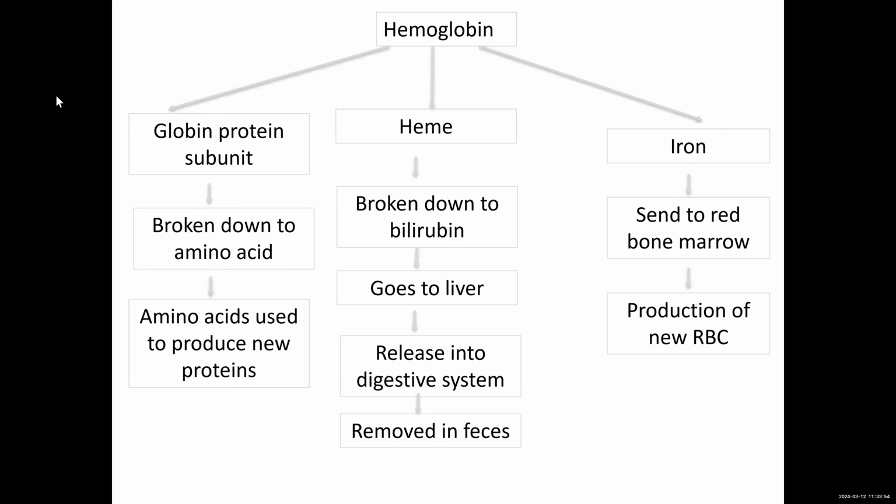So here's our diagram of what your body does with red blood cells. And because most of it is hemoglobin, this is what your body does with hemoglobin. Globin protein subunits are broken down to amino acids, and amino acids are used to produce new proteins. Heme is broken down to bilirubin, goes to the liver, is released into the digestive system, and removed in feces. And iron is sent to red bone marrow and reused, so we recycle it to produce new red blood cells, or store it in the liver for future use.